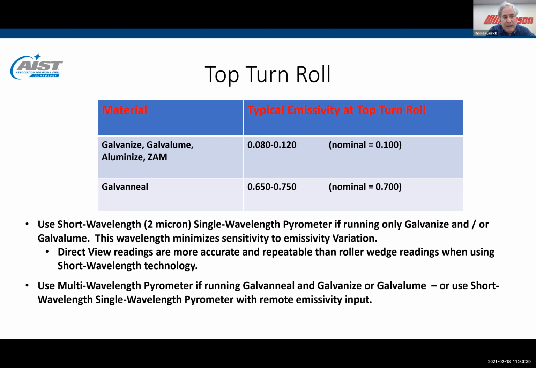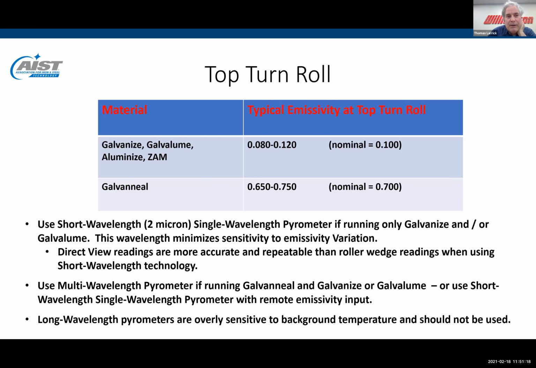If you're not running galvanneal, then you can use a short wavelength pyrometer. It will give you an accurate result with an emissivity setting of 0.1. But if you're running them both and you don't have the ability to send it the right emissivity at the right time, just put a multi-wavelength pyrometer up there and it will automatically compensate for the change in emissivity. And not only will it measure the true temperature, but it will also measure the true emissivity.